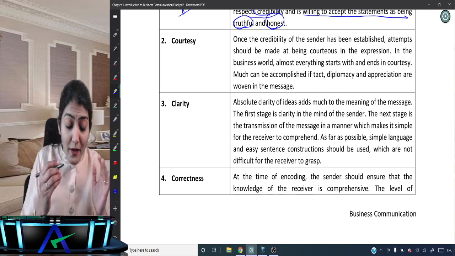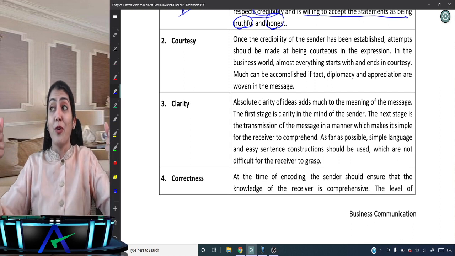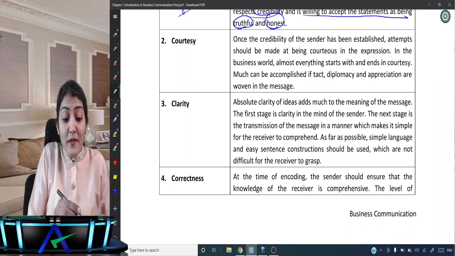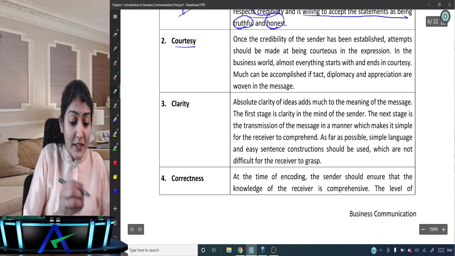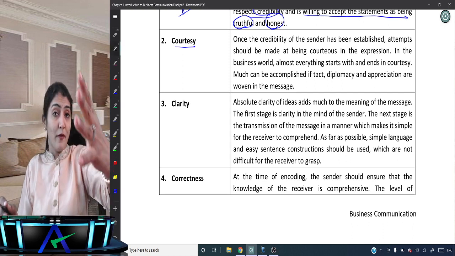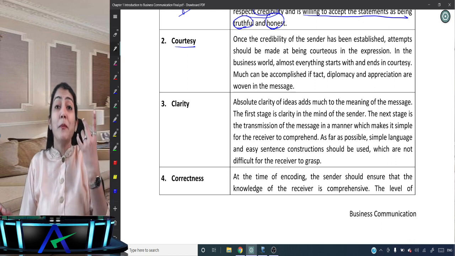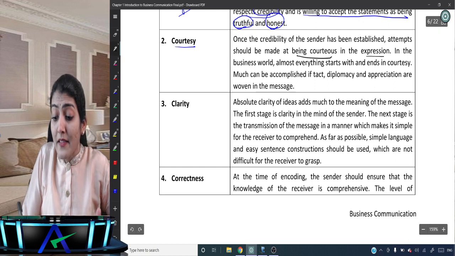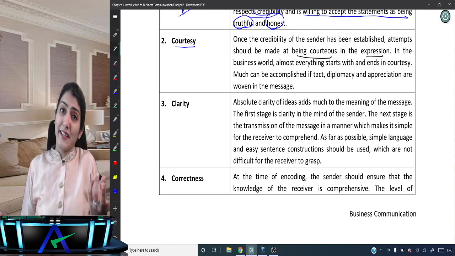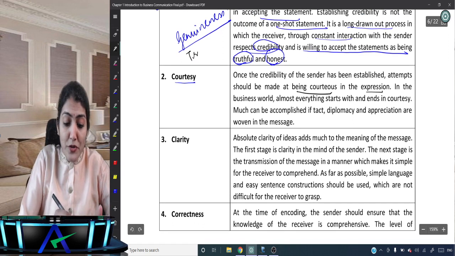Second one, and rather all of these are very good, important human qualities also: credibility, truthfulness, honesty, integrity. Now, the second one, courtesy. Once the credibility of the sender has been established, the receiver knows that whatever this person says is going to be genuine. Now, an attempt should be made at being courteous in the expression. So, being kind. Being genuine, truthful, honest was the first one, and now being kind in the expression.